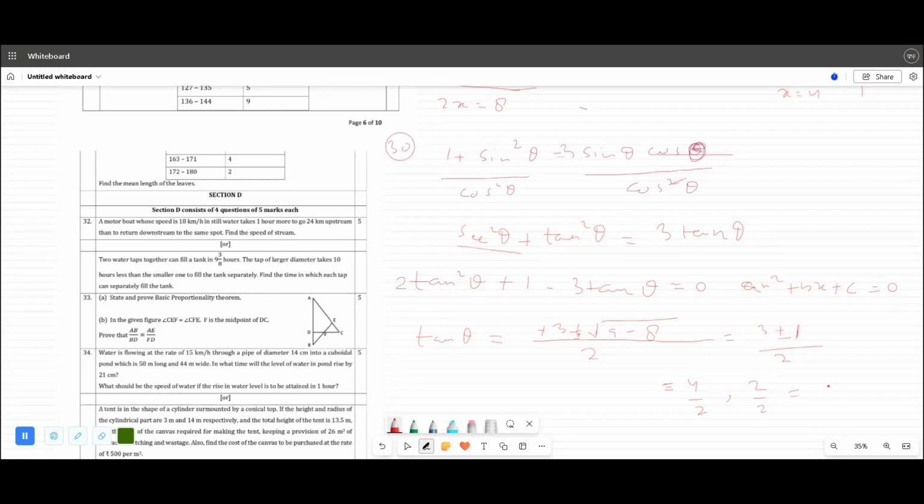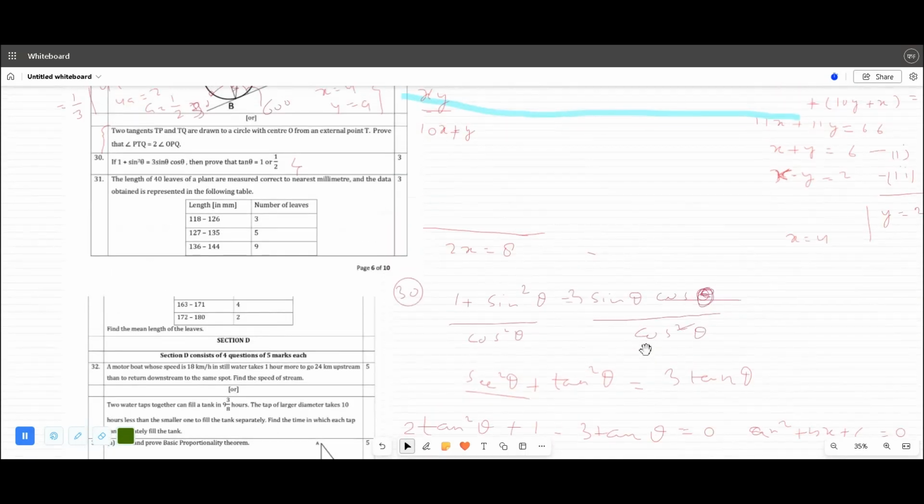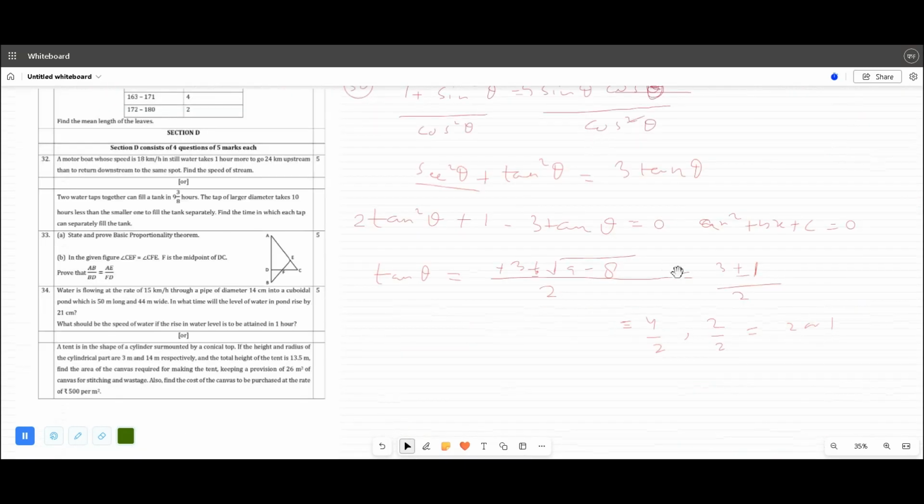That is equal to what? 2 or 1. I think that was the question. And then, any mistake in terms of arithmetic, 1 or 1 by 2 should come. I think 1 will come. This is 3 plus minus 9 minus 8. 9 minus 8 is 1. 3 minus 1 is 2 by 2. 3 plus 1 is 4 by 2. Some mistake I have done somewhere.